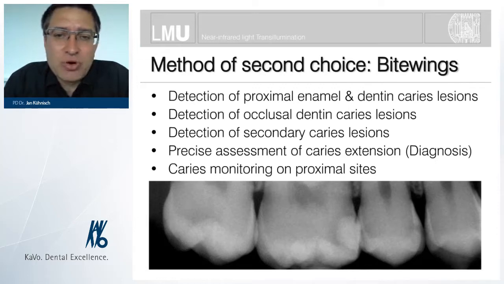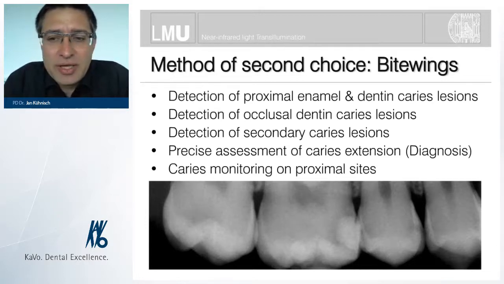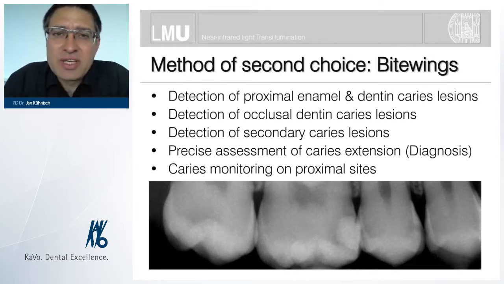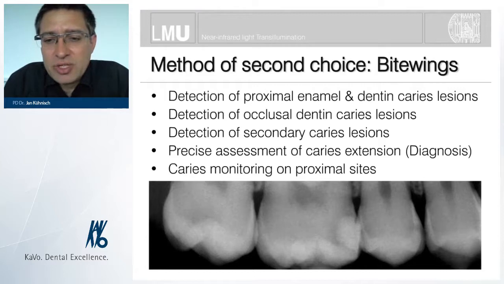We can detect proximal enamel and dentine caries lesions. We can see the occlusal dentine caries lesions. We have the possibility to see secondary caries or residual caries beneath restorations. And what is an important tool today is to have a staging, so that we can measure or assess the caries extension in relation to the enamel dentine junction and the dental pulp.